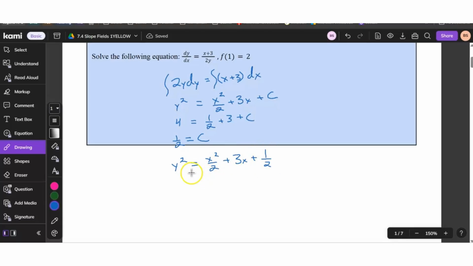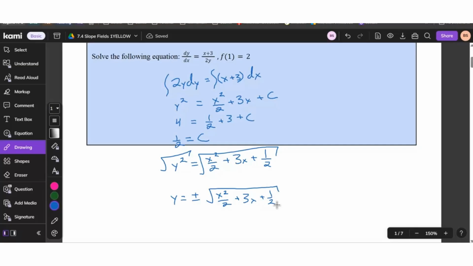But I'm not finding y squared. I need to find y, right? So I'm going to square root both sides. Can't you just square it? Yeah. And so I'm going to get y equals plus or minus the square root of x squared over 2 plus 3x plus 1/2. But we know that one of those probably isn't going to work, so I need to check it. How do I check it?